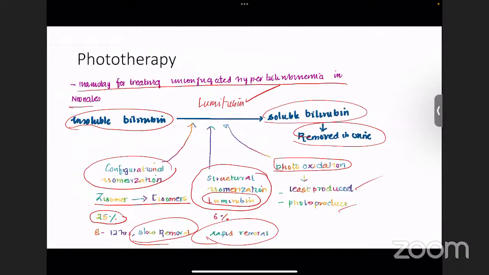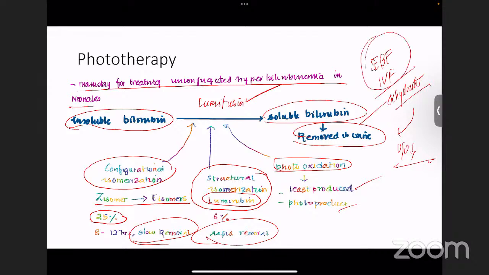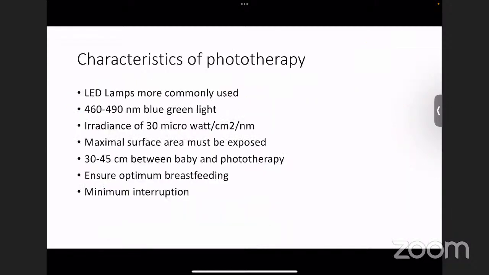That's the reason, for removal in urine, the child should be fed adequately, with exclusive breastfeeding or IV fluid, so that he or she never develops dehydration. If dehydration develops, the urine output decreases, and you cannot remove even the soluble bilirubin. So adequate hydration through proper breastfeeding should be maintained in all babies who are on phototherapy.